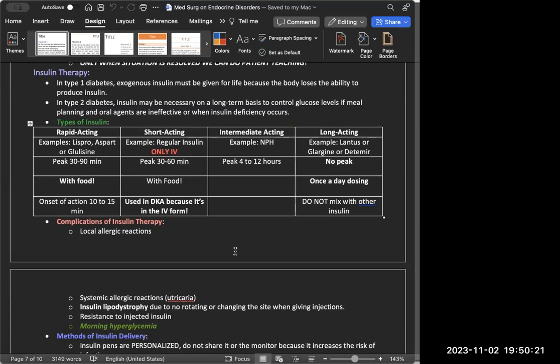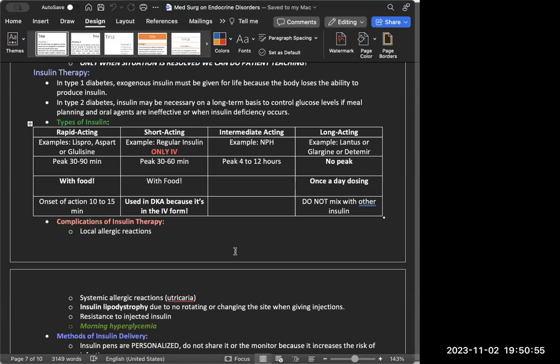So insulin therapy, I already know is going to be on your exam or any exam or even the NCLEX, but we have different types of insulin, okay? And you need to know what they are, if they're rapid acting, if they're short acting, if they're intermediate, and if they're long acting. Like I said, with type 1 diabetics, they need insulin every day. So they have a different form of getting insulin than someone who might be a type 2 diabetic. But regardless, these are the types of insulin.